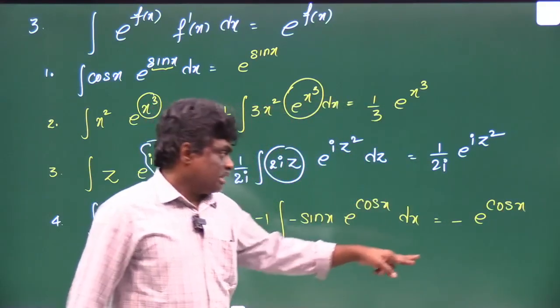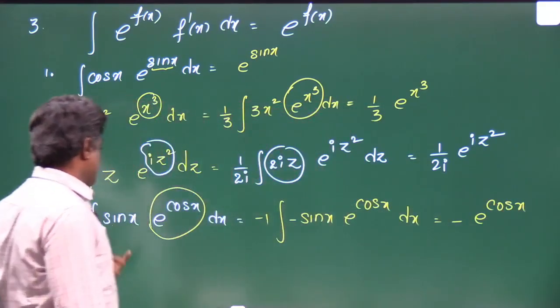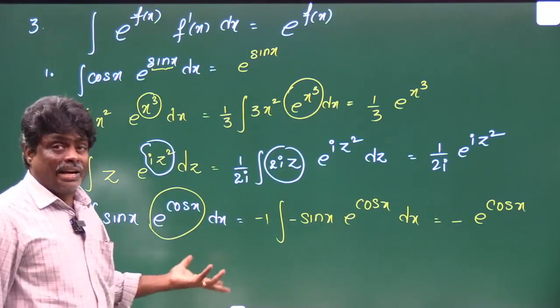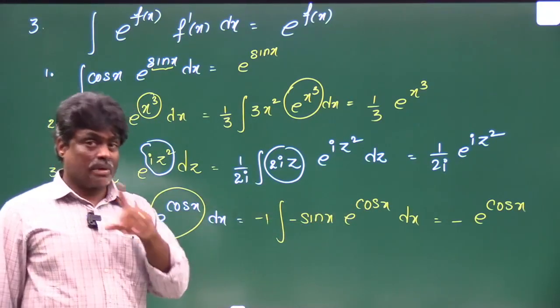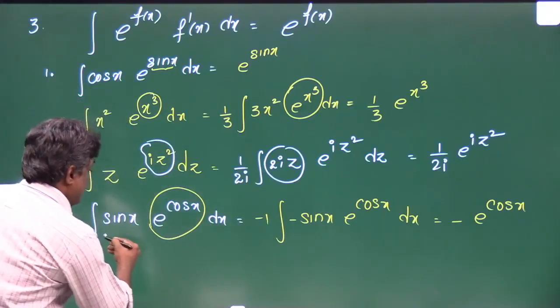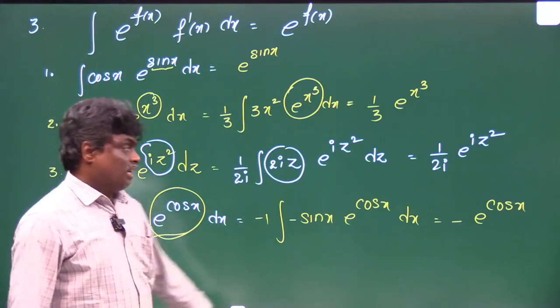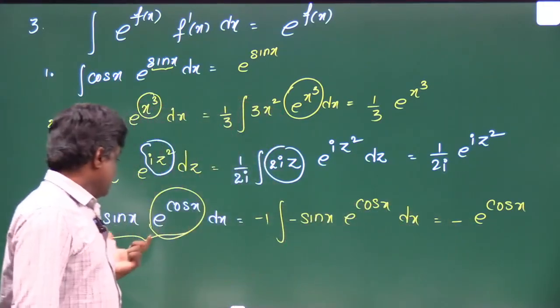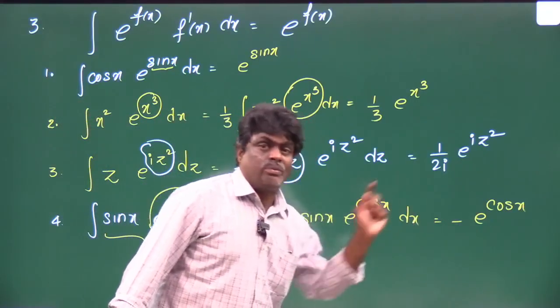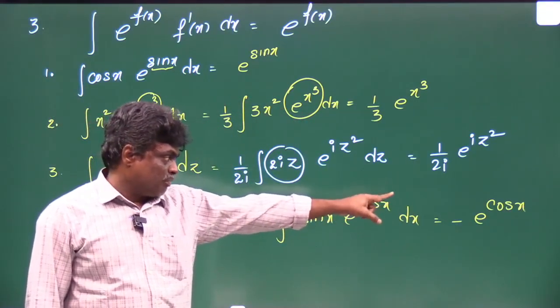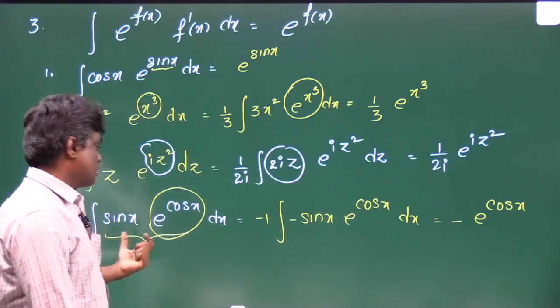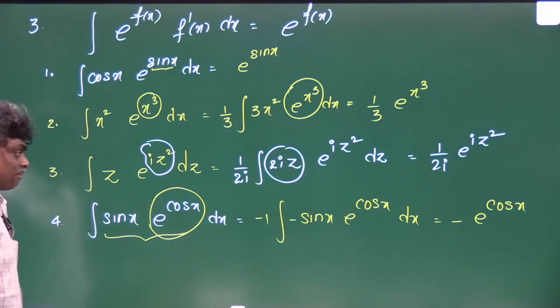If you want to cross check, again differentiate this and you will get back to the integrand, because I told you this integrand is the antiderivative of that. That's why if you find the derivative of that, you will get back to the integrand. So come and do it.